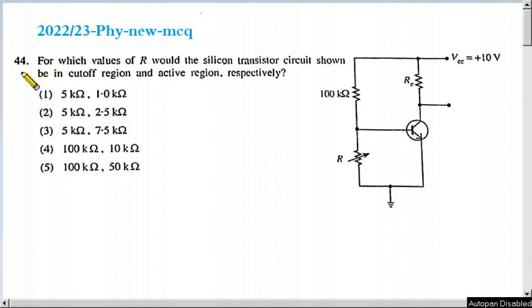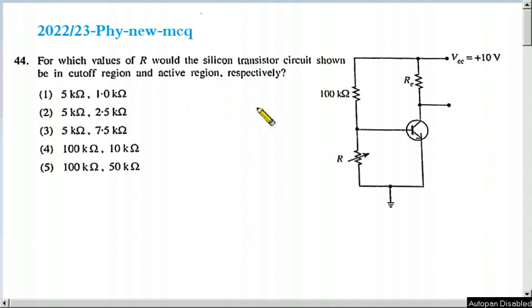Children, today I am going to discuss question number 44 from the MCQ part of the 2022-23 Physics New Syllabus paper. For which values of R would the silicon transistor circuit shown be in cutoff region and active region respectively?